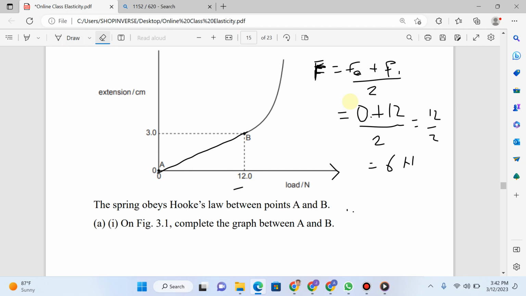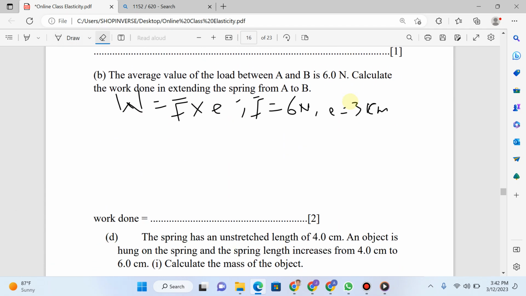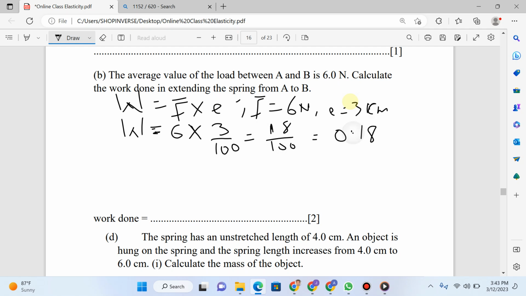So let me get back to solving the problem. Average force multiplied by extension will be the formula to give us the work done. So work equals 6, which is average force, times the extension of 3 cm. How do you convert to meters? Divide by 100. So you have 6 times 3 divided by 100. That gives us 18 divided by 100, which is equal to 0.18 joules. So you put 0.18 as your answer for the work done.